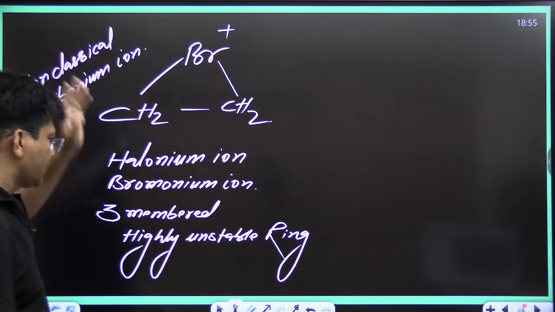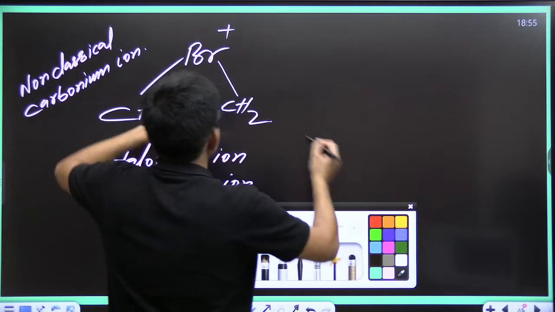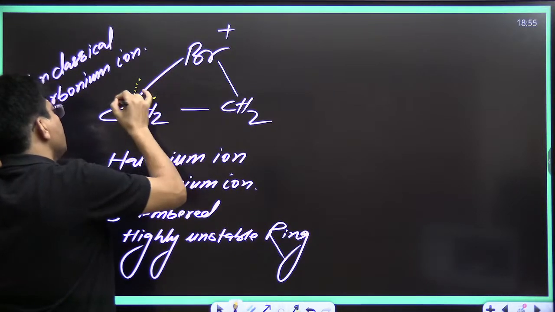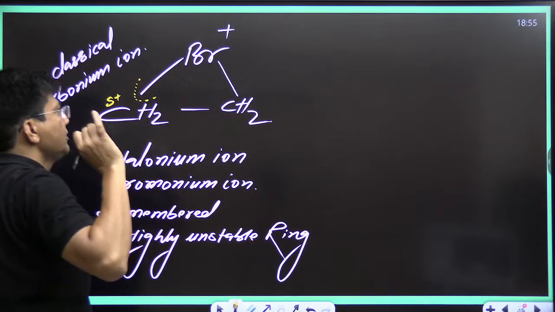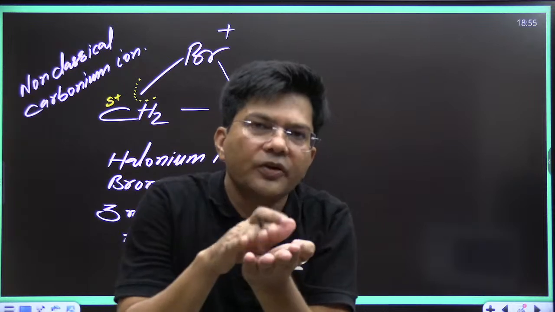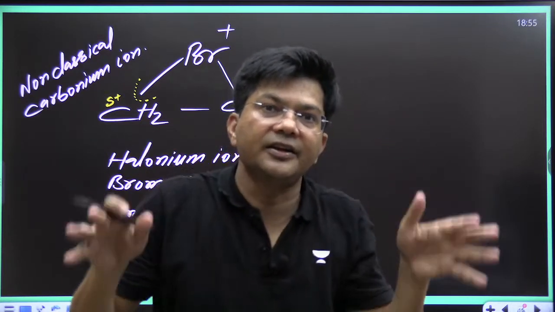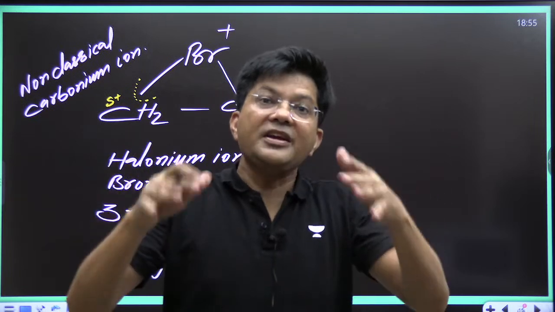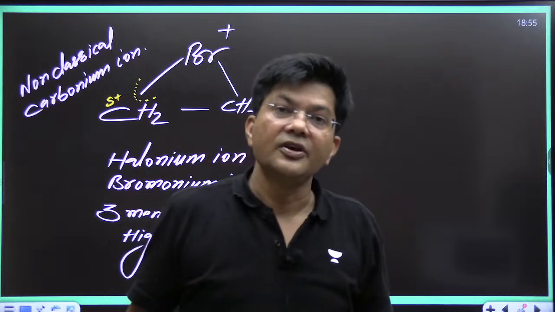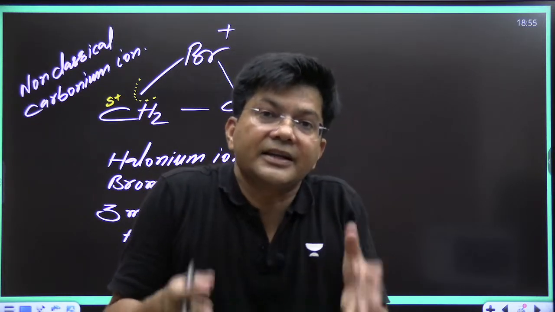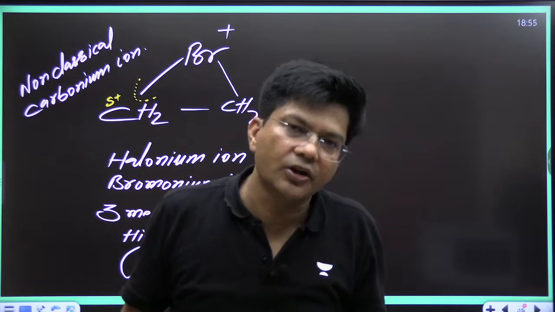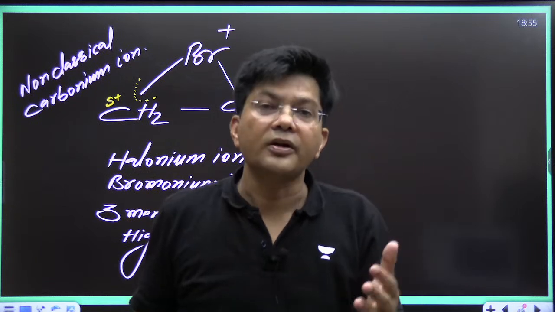But before attack, let me tell you, my dear friends, this bromine has developed positive charge. Whenever it withdraws electrons, it will develop a little positive charge. So the positive charge on carbon is not enough for the rearrangement to take place, but it is also not so little that it cannot attract the nucleophile. That means it is enough to attract the nucleophile but not enough for the rearrangement.